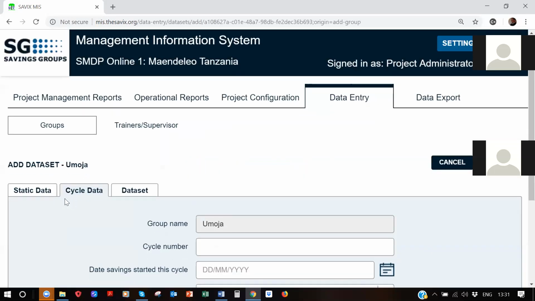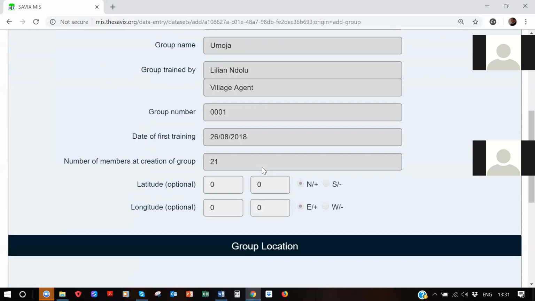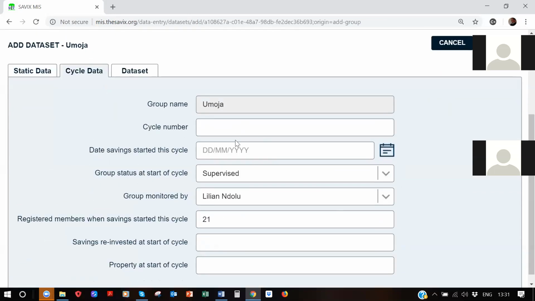Right, now when you do that, it takes you into two other tabs. You have cycle data and data set. So here's your static data that you've already entered. Here is your cycle data, and the stuff from the static data has been transferred. The group name is over there, and then we say cycle number. Well, this is cycle number 1.